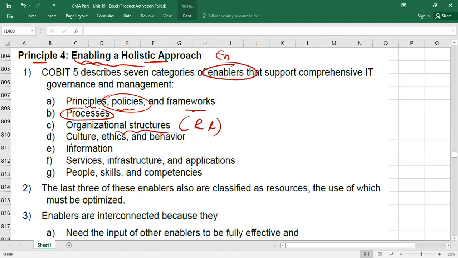Number 4, you need support from culture, ethics, and behavior. For example, it should not be that I want to bring an automation system into my company, but some people are resisting. We need to promote our culture. We need to promote the behaviors, that this is the betterment for the business and this is the betterment for you, right? So a supportive culture is also required.